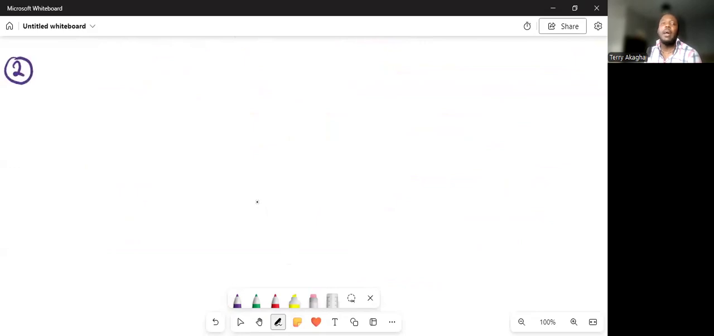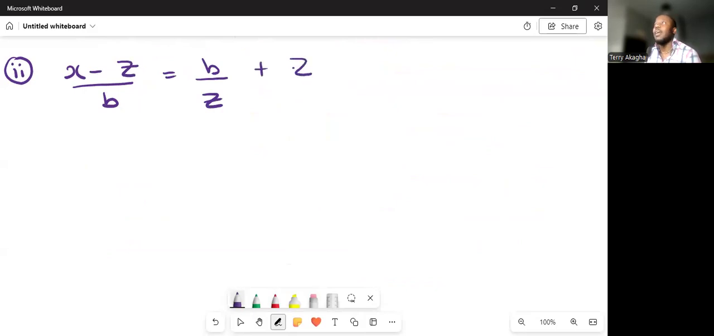Number 2, we're still making the subject of the formula. All right, so let's call this II. So number 2, we have (x minus z) divided by b is equal to b over z plus z over b. Okay, so like I said, I always like getting rid of the fraction first. It's way easier that way.